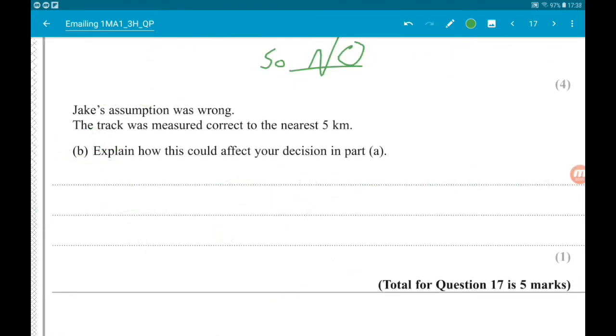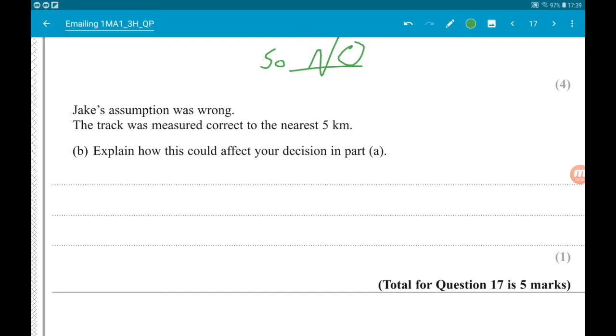Okay, then for part B we're told Jake's assumption was wrong. The track was measured correct to the nearest 5 kilometers. He assumed to the nearest 10 kilometers. Part B wants us to explain how this could affect your decision in part A.